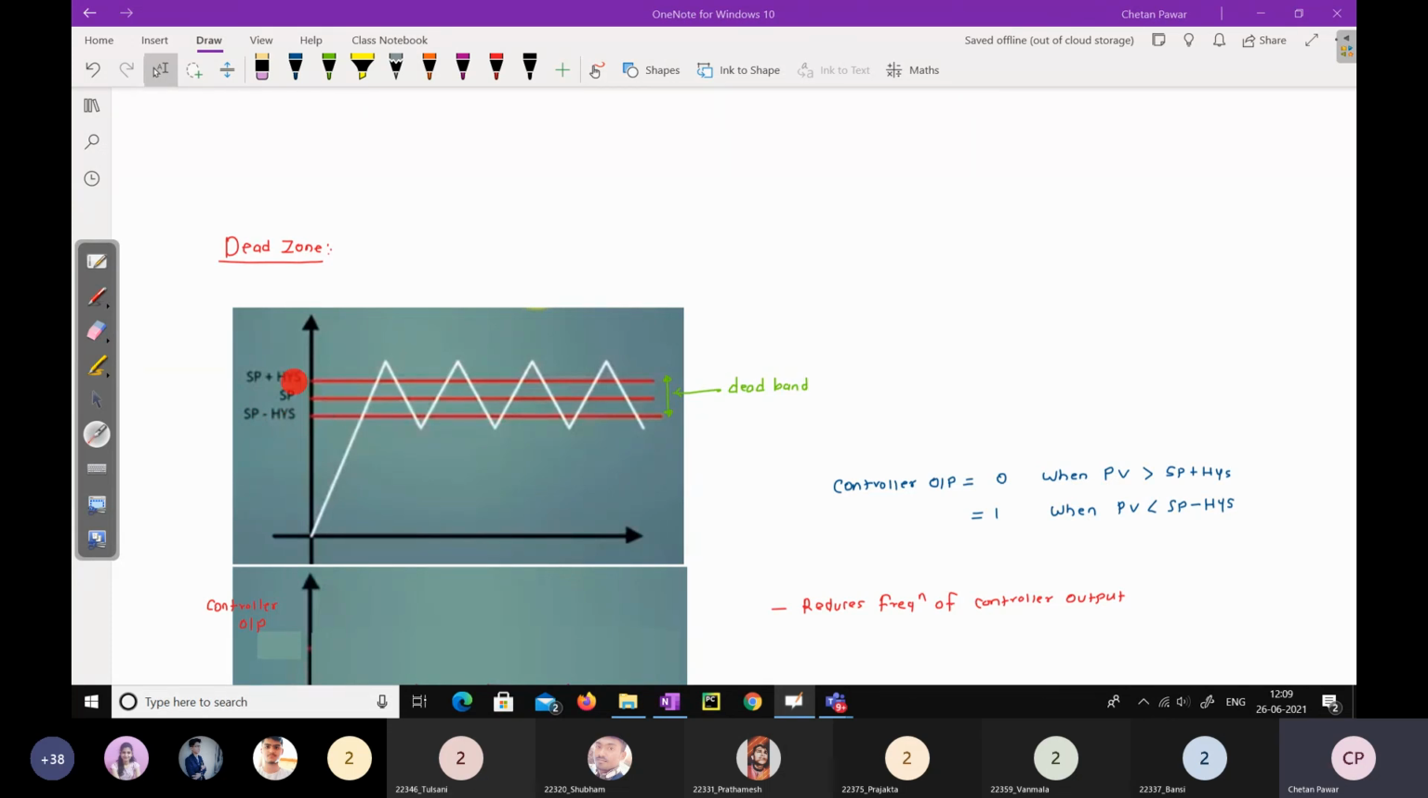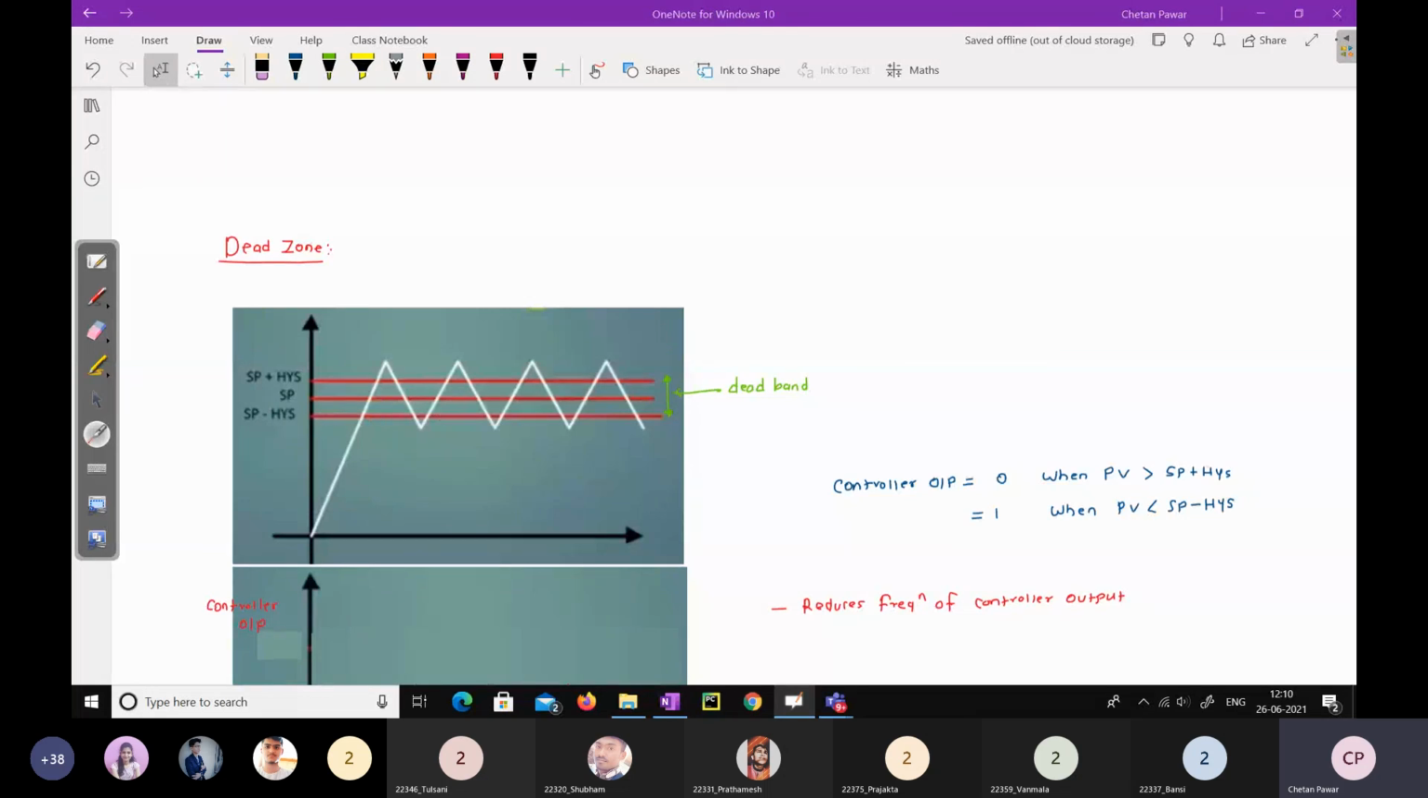Now in this concept, the controller output will be 0 when the process value is greater than set point plus hysteresis, meaning if the process value is greater than this level. And it will be 1 when the process value is less than set point minus hysteresis, this level. So we have decided the controller output threshold based on this level and this level, not based on the set point level.